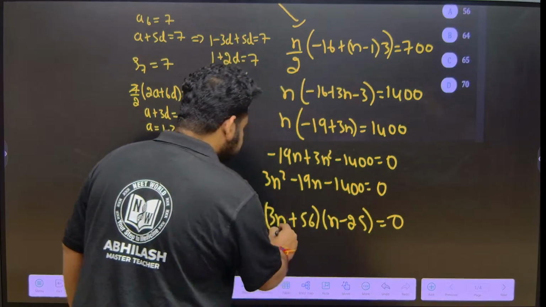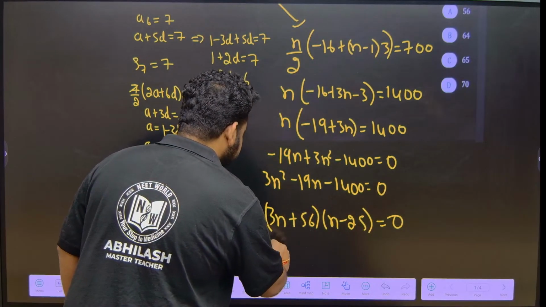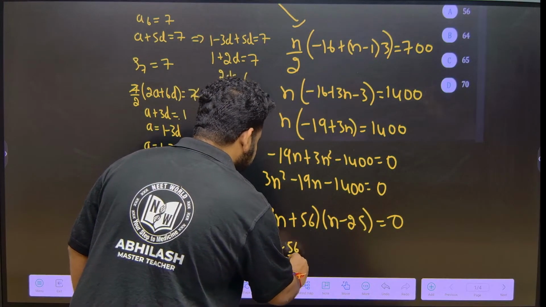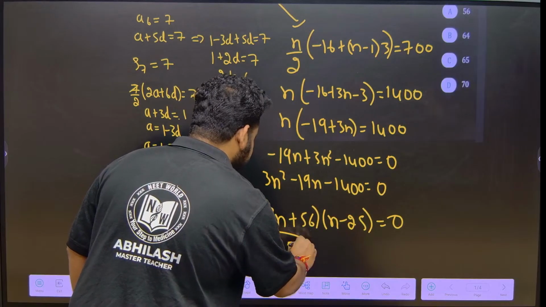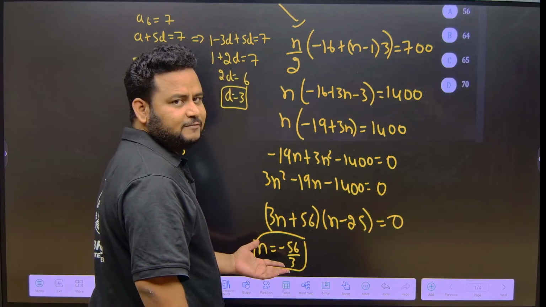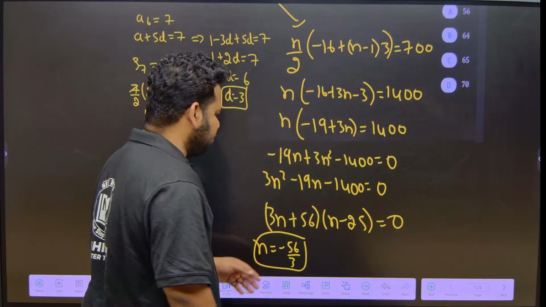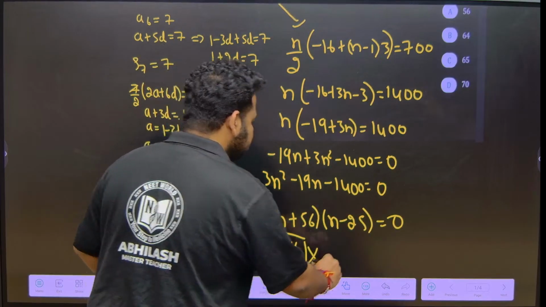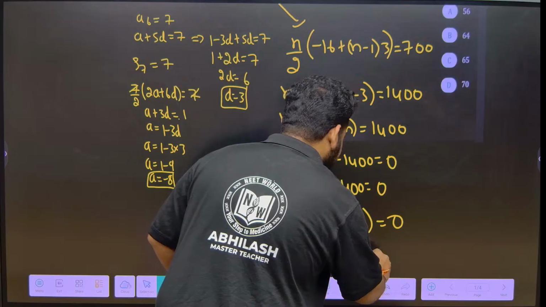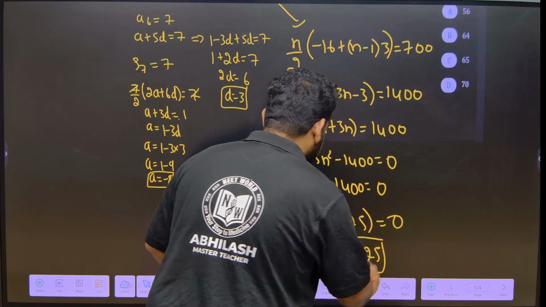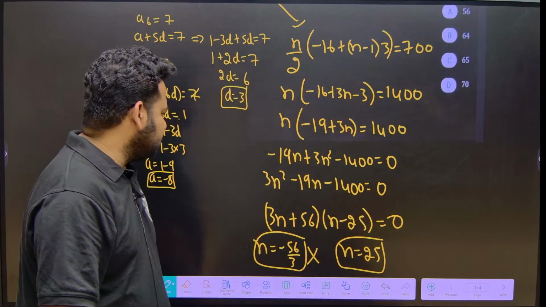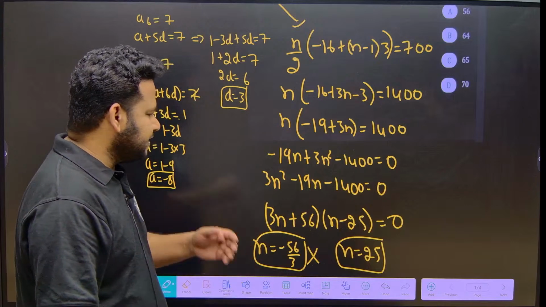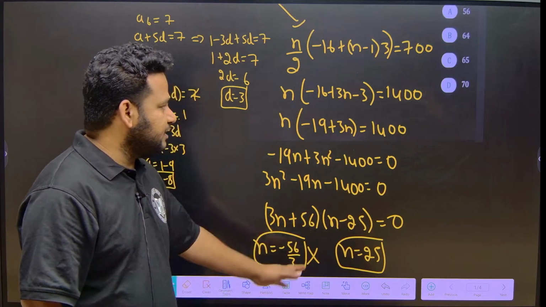So this one I have to discard. I will get n is equal to minus 56 by 3. N cannot be a fractional or decimal value, so I cannot take this value. Here n will be equal to 25. Also, the number of terms can never be negative. So n is equal to 25.